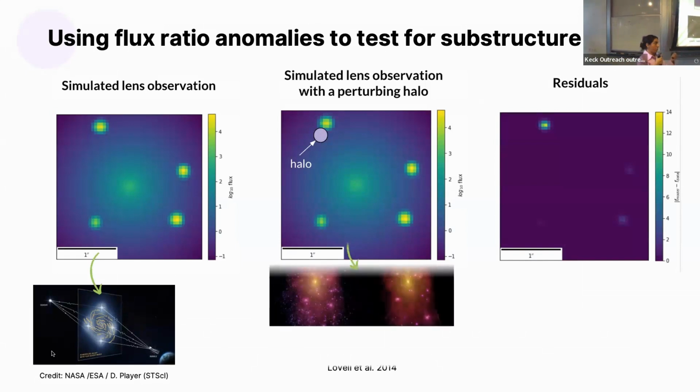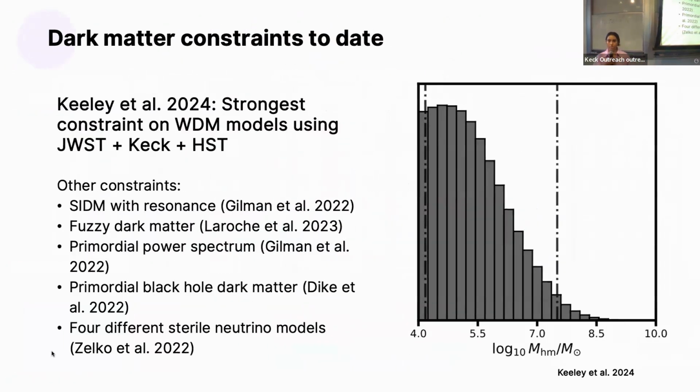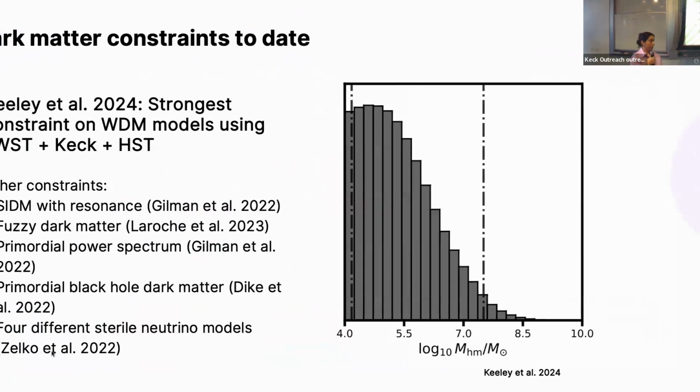In reality, we don't just test for one subhalo like that, but we generate realistic populations of dark matter models. We generate multiple of these and statistically analyze which one would be the best fit for the observation. Using the flux ratio anomaly method, people from my lab, this is Ryan Keeley's most recent work, have placed some of the strongest constraints to date on the dark matter particle physics. I'm shouting out some of their work. These are other examples, but I won't go into detail. This is using data from JWST, Keck, and HST.